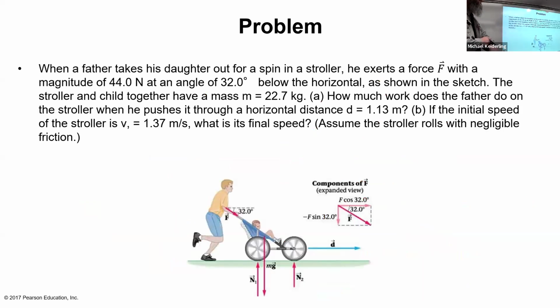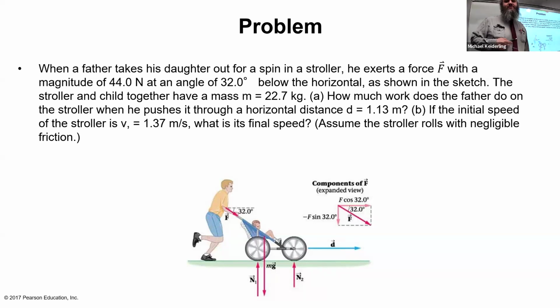So when a father takes his daughter out for a spin in a stroller, he exerts a force F with a magnitude of 44 newtons at an angle of 32 degrees below the horizontal, as shown in the sketch. The stroller and the child together have a mass of 22.7 kilograms. How much work does the father do on the stroller when he pushes it through a horizontal distance of 1.13 meters? So the angle between the displacement and the force is 32 degrees. If the initial speed of the stroller is 1.37 meters per second, what is the final speed? Assume the stroller rolls with negligible friction.